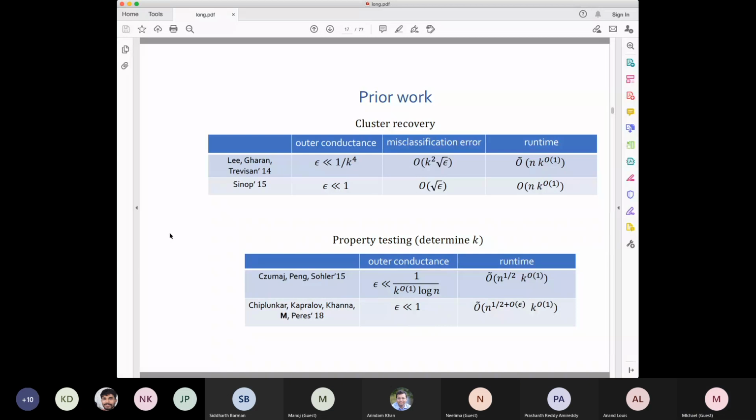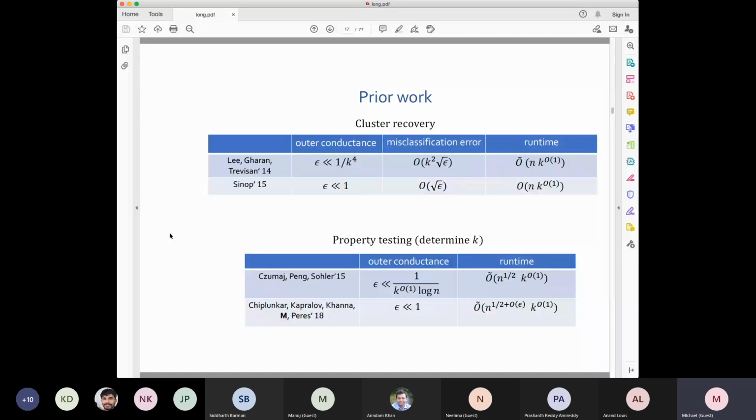Good. There's a very nice paper of Ali Sinop from STOC 15 that allows recovery of clusters up to error square root epsilon. This works all the way up to epsilon a small constant, so this will be a bit more relevant to our work. Both of these results run in time nearly linear in the size of the graph times poly k. But in this work, we're interested in sublinear time algorithms for this problem. So basically, we don't even want to read the entire graph.